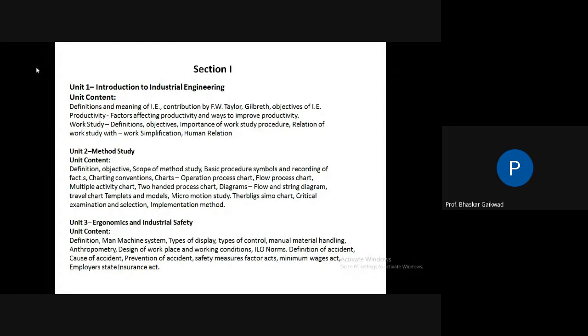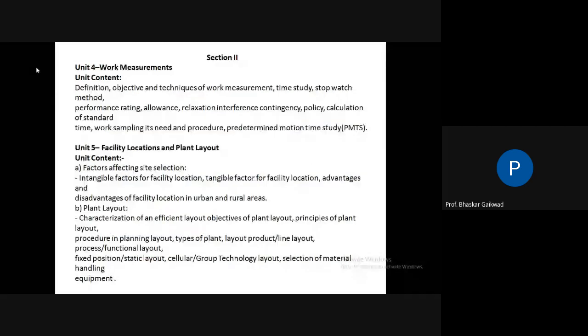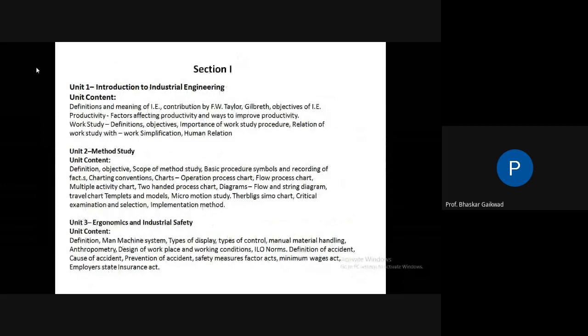So tomorrow onwards we'll go for unit number two. What is method study? Method study is part of our work study. You know that work study has two parts: method study and work measurement. Method study is given in the first section and work measurement in the second section. Both things will be very useful to you when you are in industry.